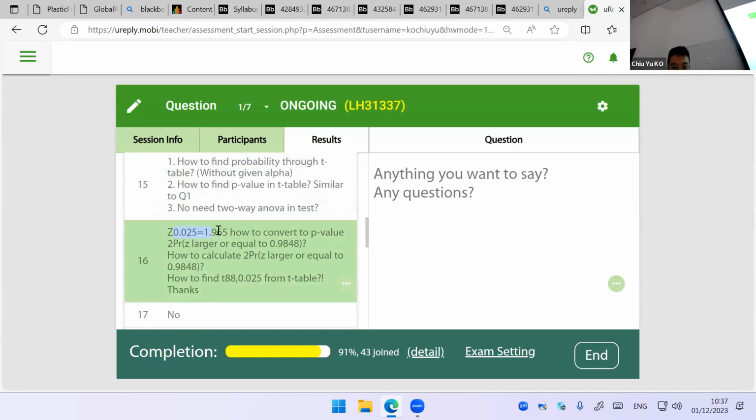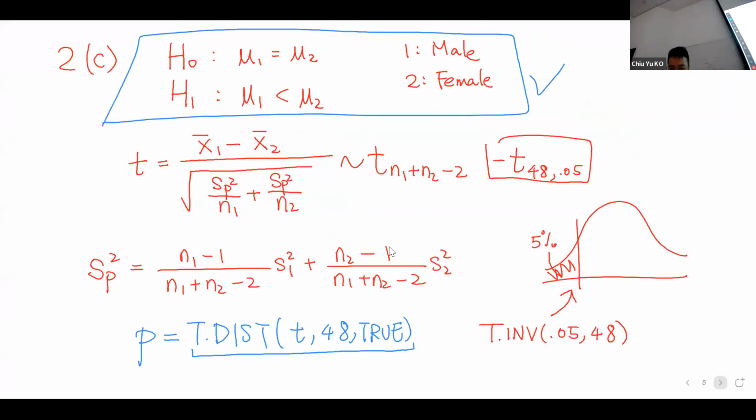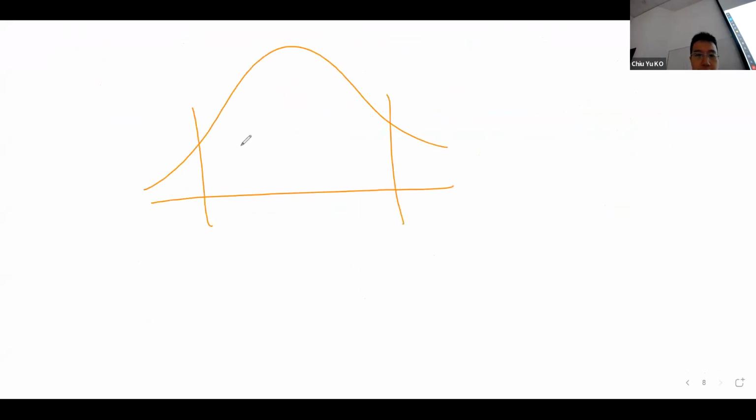Is that this is 1.95, how to convert to p-value? Not sure what you mean, because this is the critical value. It's not the p-value, right? I just want to make sure it's clear what we have. 1.65 is what? It means the following: it's 90%.